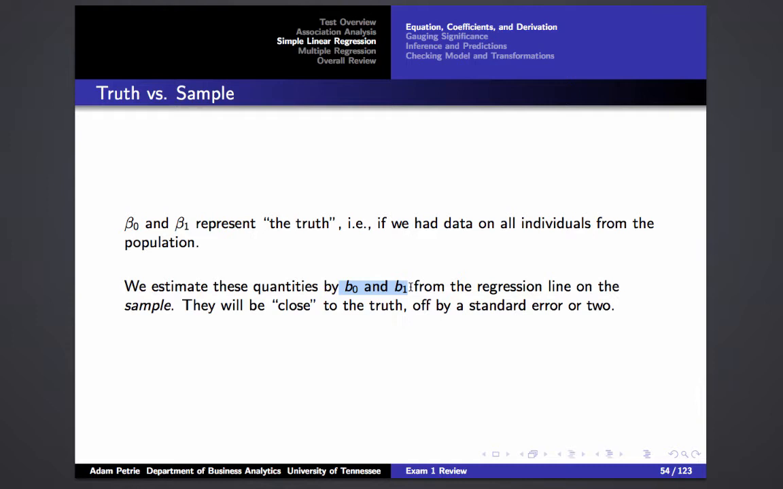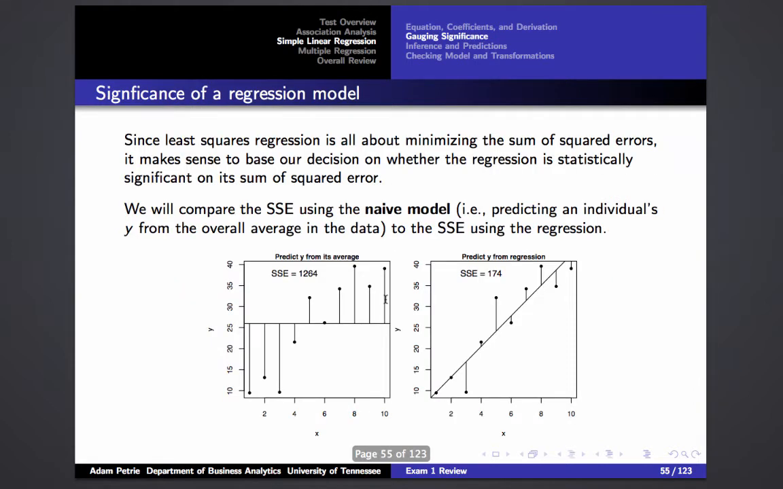Now, we know that what we measure is never equal to the truth. It's going to be off by a certain amount. The typical amount by which we think our estimates are off is what we call the standard error of the estimates. And we think that our best guesses are going to be close to the truth, but they'll probably be off by a standard error or two. More on that in a little bit.